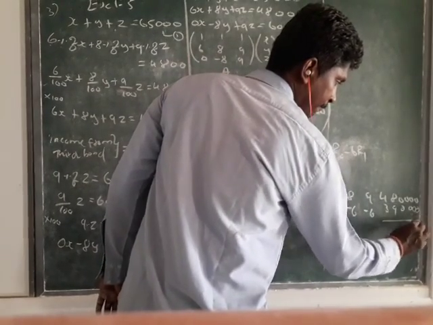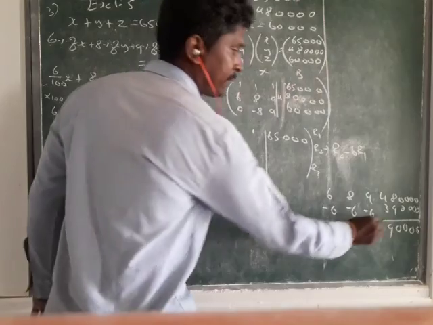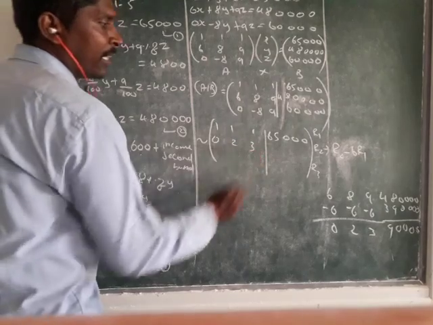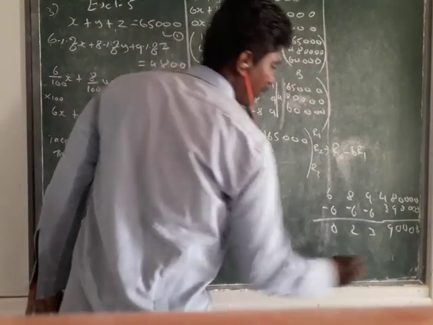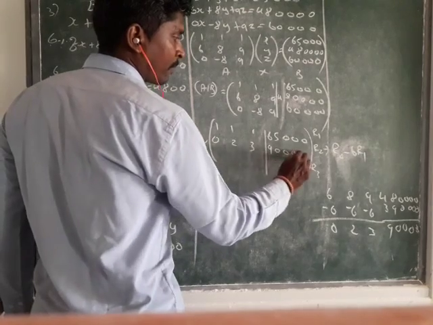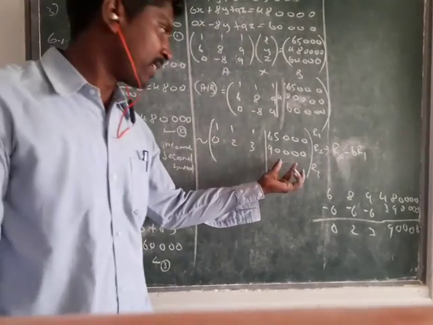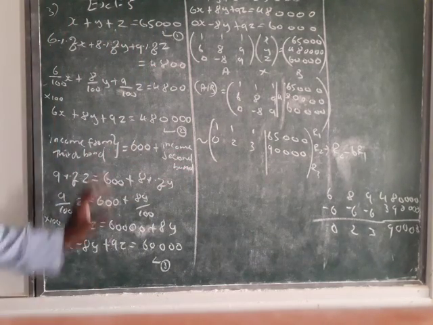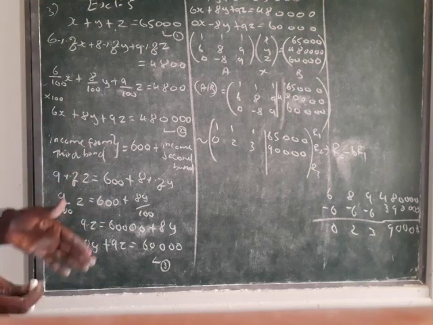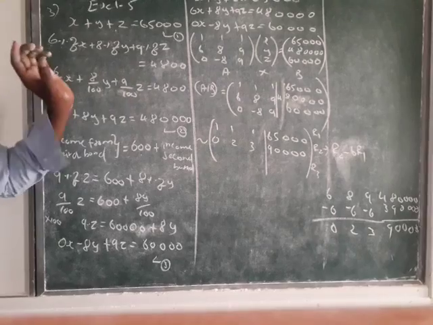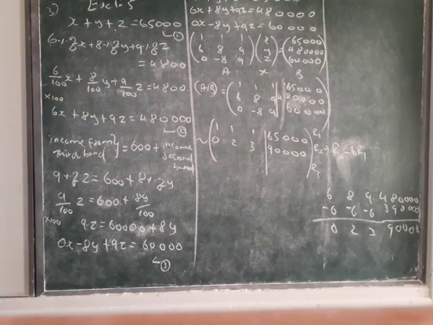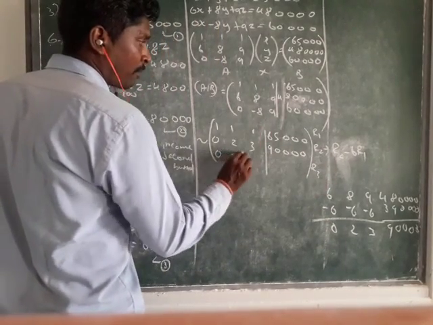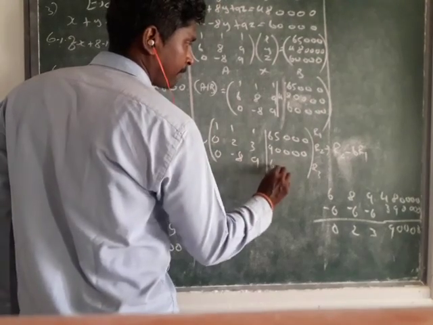So finally we have 0, 2, 3, 90,000. You write here 90,000. It is very important: please count and write the number of zeros carefully. If one zero is extra, we get a wrong answer, and we can't identify it easily. That is tough in matrices. Matrix is easy, but if there is a careless mistake in any one place from the beginning, it is very tough. So cross-check one by one and write the answer. Now R3 has no change: 0, -8, 9 and 60,000.